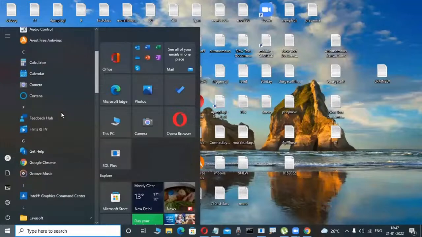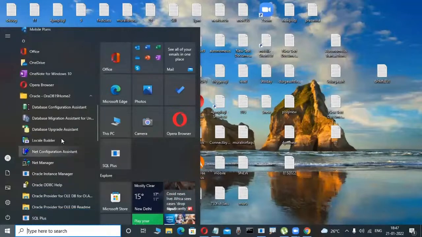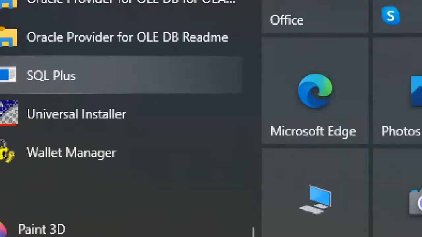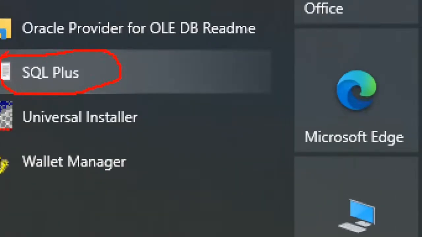Don't worry. This is Oracle software I'm installing. In it, the SQL Plus tool is automatically there. Daily, through this tool, we are interacting with the server, that is, the Oracle database. Those are all the things we are learning in our course.